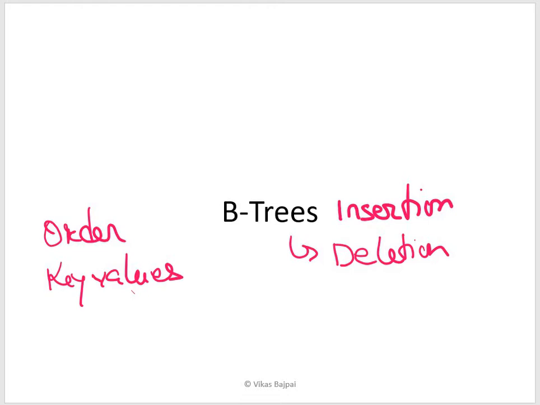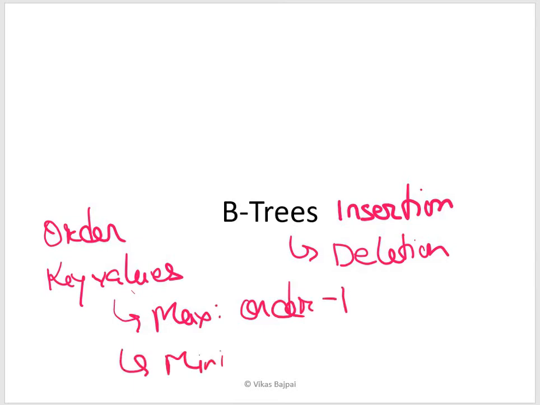Now we have to look into the max, which is your order minus 1, the max number of key values, and the min, which is your order by 2 minus 1. Right, so this is the ceiling. These two things we need to take care of, and of course it does not apply for your root node.